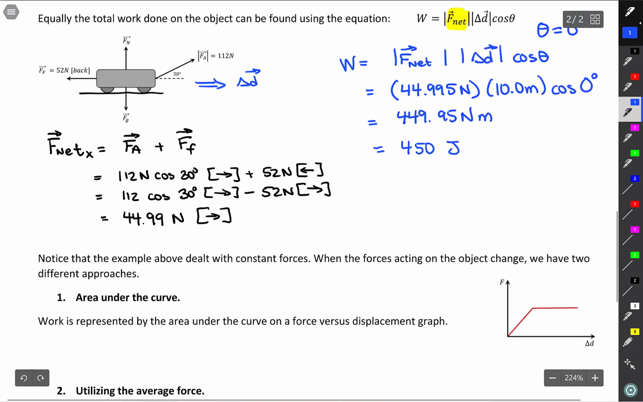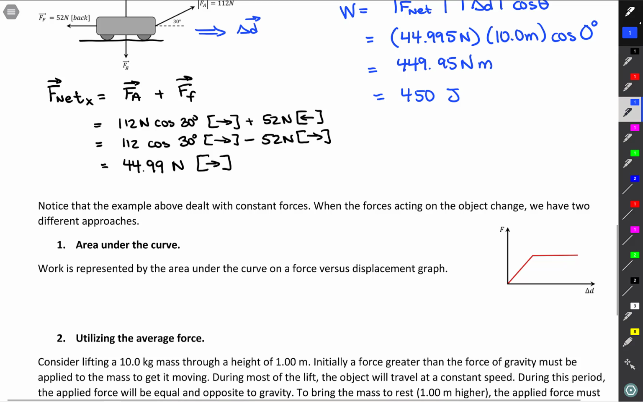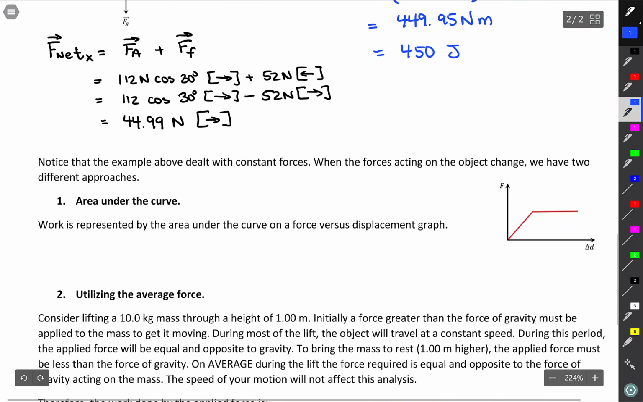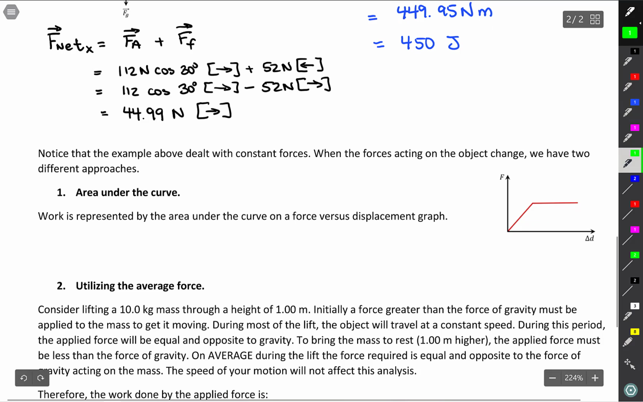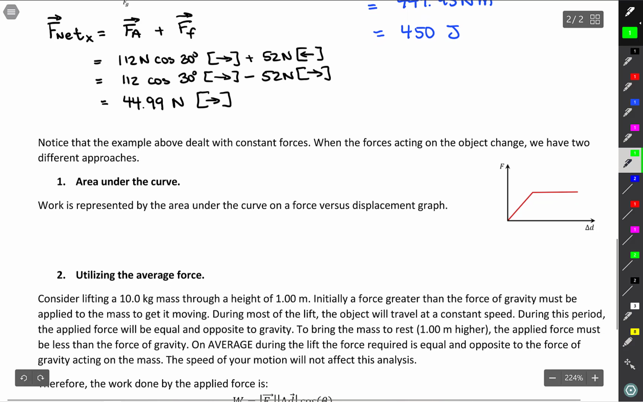What if our forces were not the same all the way through? If they changed? Well, in this situation, we have two different approaches that we can take. I can graph the force versus displacement, and on the right-hand side here, we have that exact example. You can see that the force increased over the first little bit of the motion, and then it was constant throughout. So maybe I'm trying to get an object started, I'm pushing on it, getting over that static friction, and then kinetic friction comes in, and we have the object sliding at a uniform velocity.